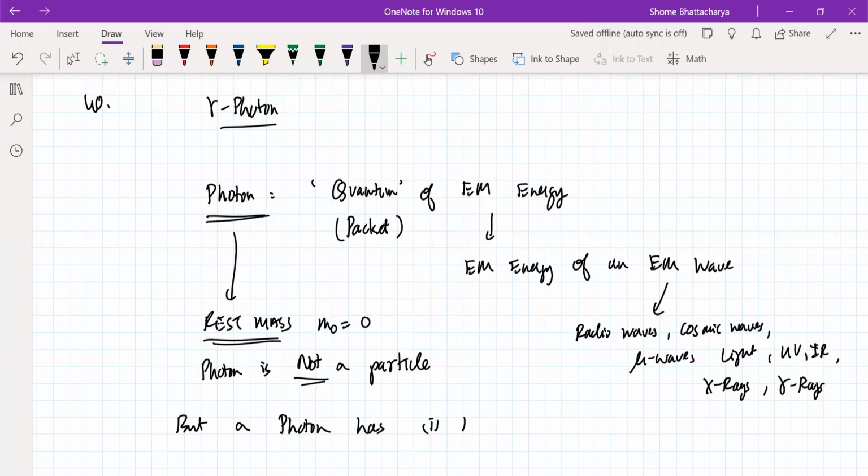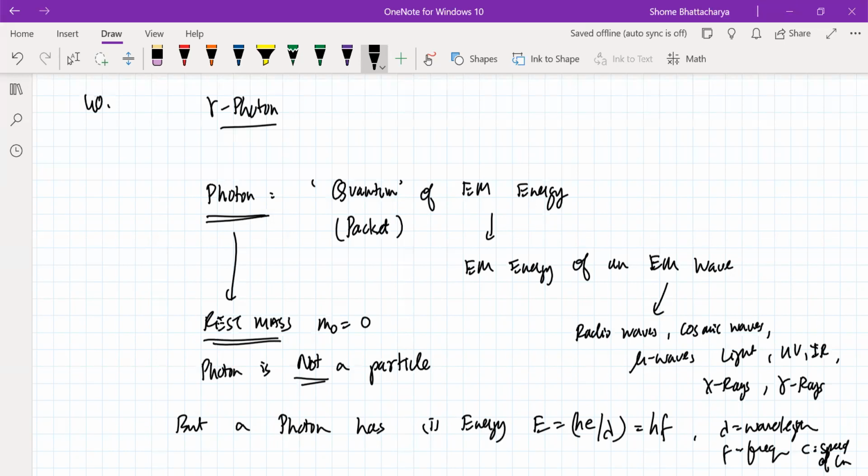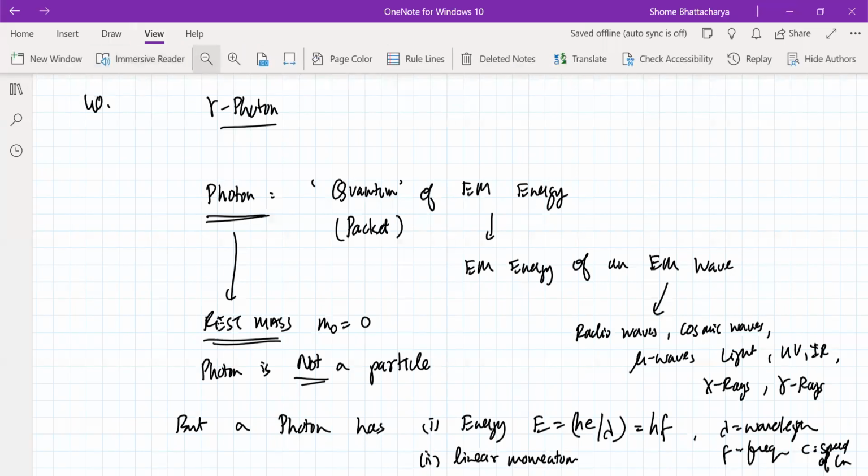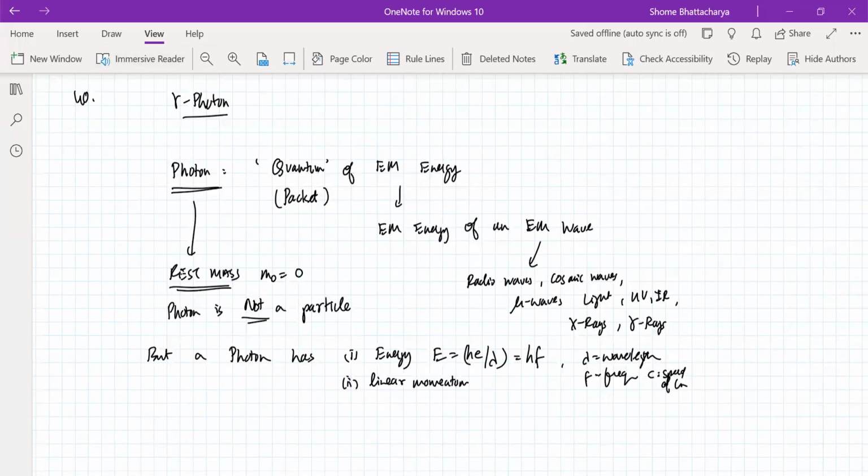But a photon has two important properties. It has energy, a finite defined amount of energy, given by hc by lambda, or hf, where f is the frequency and lambda is the wavelength. You might have seen this in structure of atom in chemistry. C is the speed of light. The other property it has is linear momentum. And the fact that it has linear momentum means that whenever photons are involved in collisions, there is impulse.